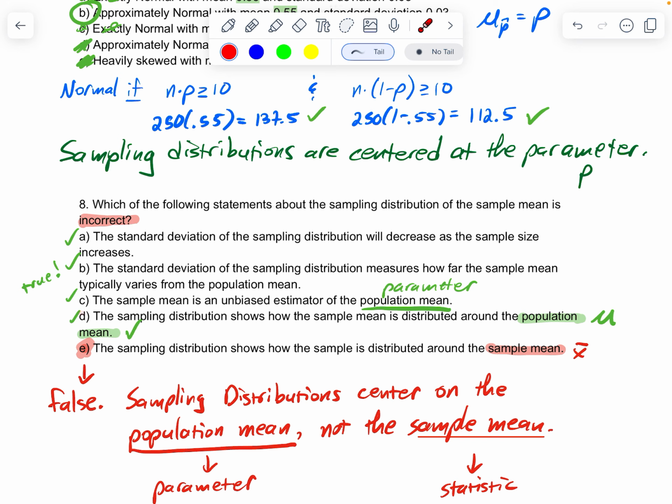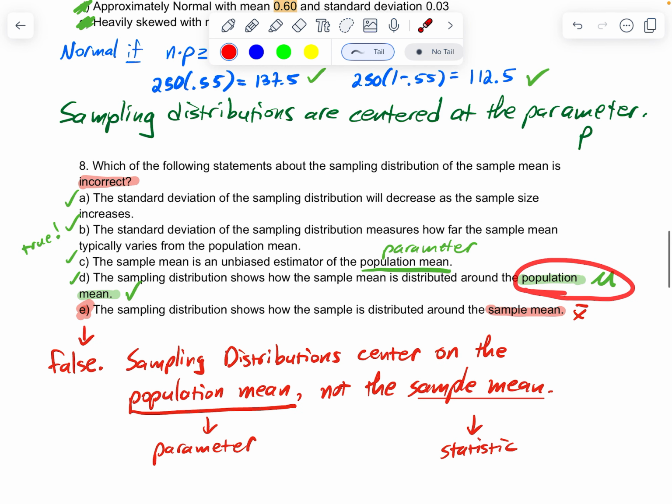D is also true. The sampling distribution shows how the sample mean is distributed around the parameter. Sampling distributions are centered on the parameter, the population mean. It is not centered on the sample mean, which is what part E is saying. This is why part E is wrong, which ironically makes it the right answer.